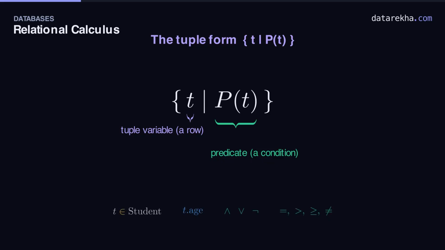That predicate draws on a small vocabulary. Membership, like T belongs to student; dot notation, like T dot age, for one attribute; the connectives and, or, not; and the usual comparisons. Let's put it to work.